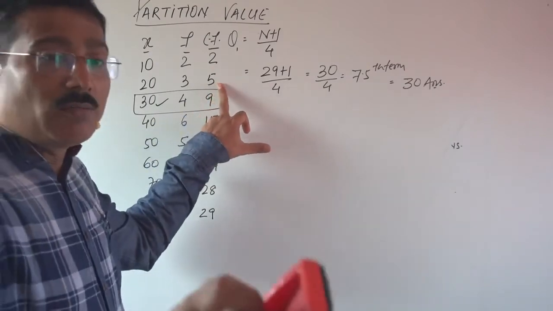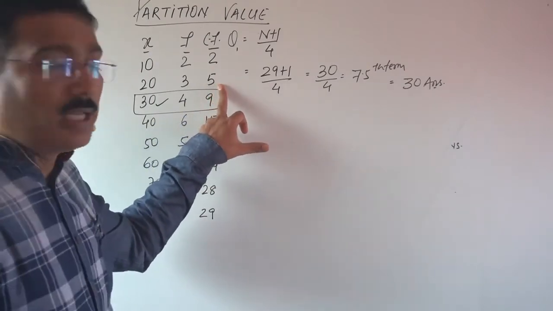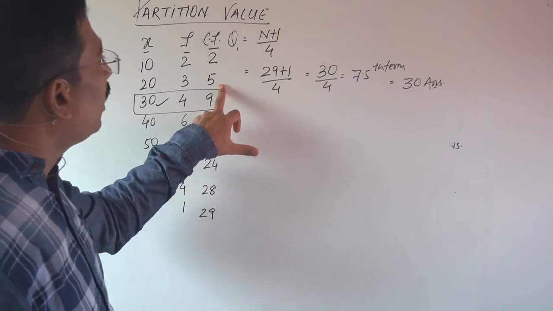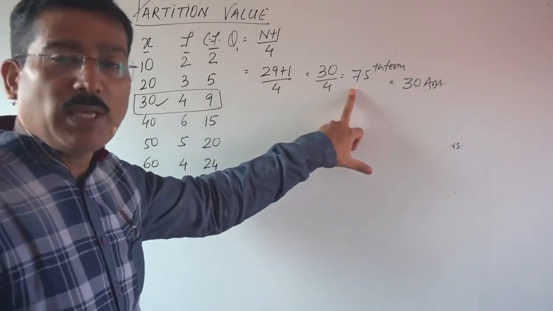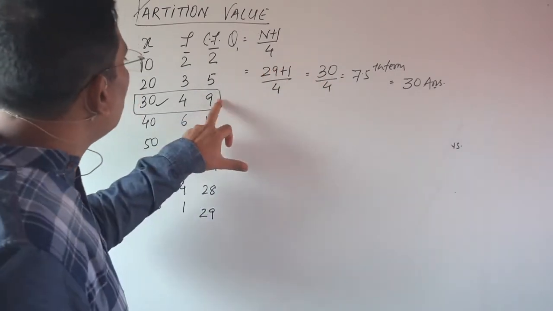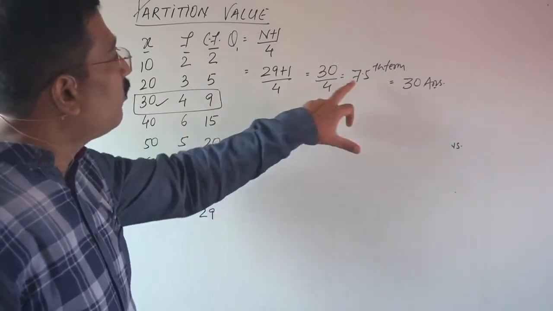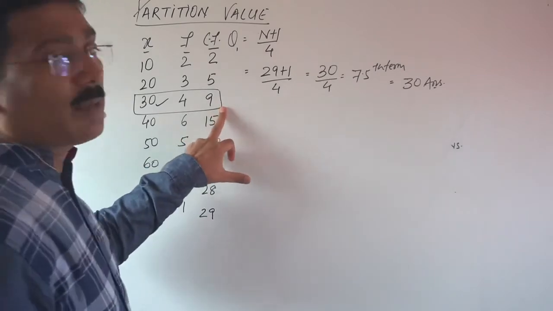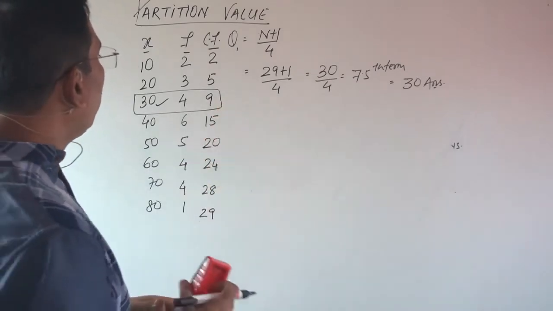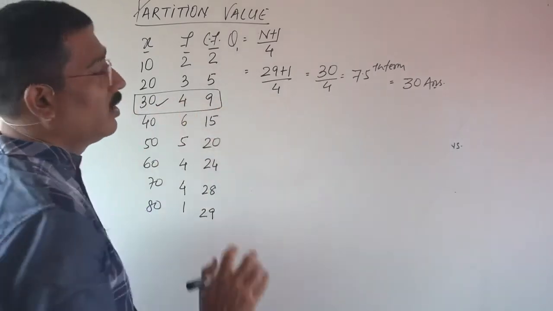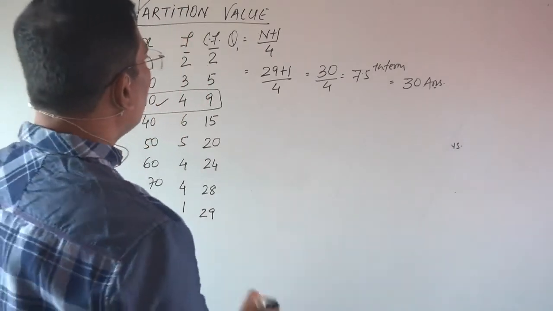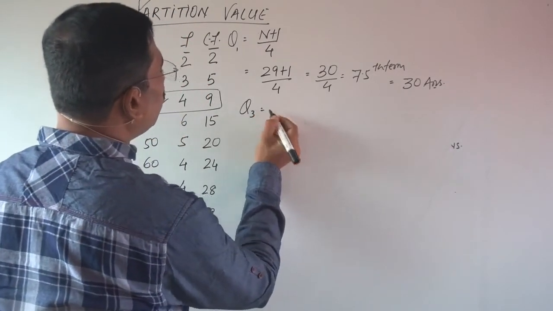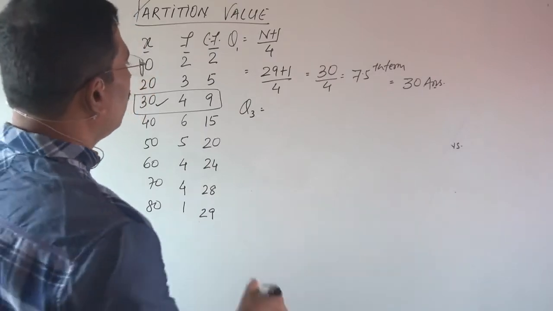If Anshika has only 5 rupees and someone asks for 7.5, she will be unable to give that amount. If Anshika has 9 rupees and someone asks for 7.5 rupees, then only she is capable of paying. Clear? So it lies in this class. Very clear? Next, how will you calculate Q3, the upper quartile?